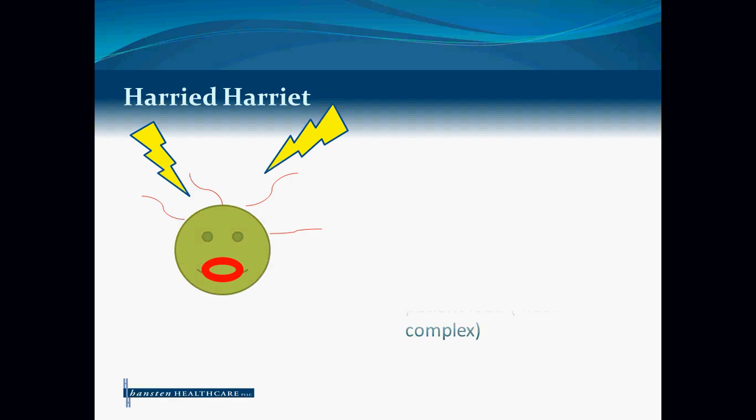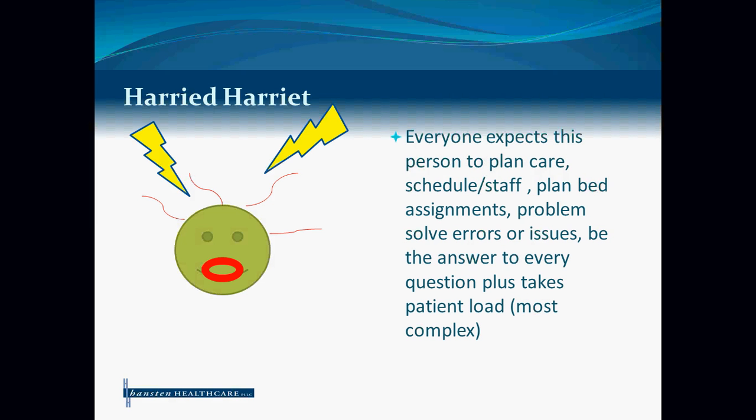And then we have harried Harriet, and I put a little lipstick on her because she needs her lipstick, because everyone is expecting her to plan care and schedule and staff and get the bed assignments and problem solve and deal with the physicians and deal with the families and every question that needs to be asked. So harried Harriet doesn't work as a model, but we just want you to consider, are any of the roles that your charge nurses are taking erring on one of these sides? And is it a reasonable role? And what do you need?